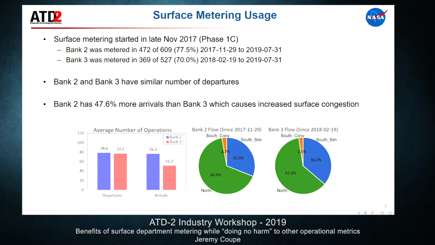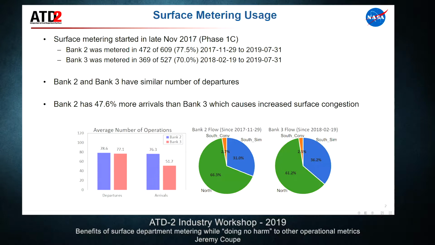So what we see here is that eventually, after having some initial success during Bank 2 operations, surface metering was expanded to Bank 3 shortly after, somewhere in February 2018, February 19th. And then eventually, the benefits of surface metering and that positive impact at Charlotte encouraged surface metering to expand even to additional banks beyond 2 and 3. And now we see surface metering used throughout the day, which we find very encouraging.